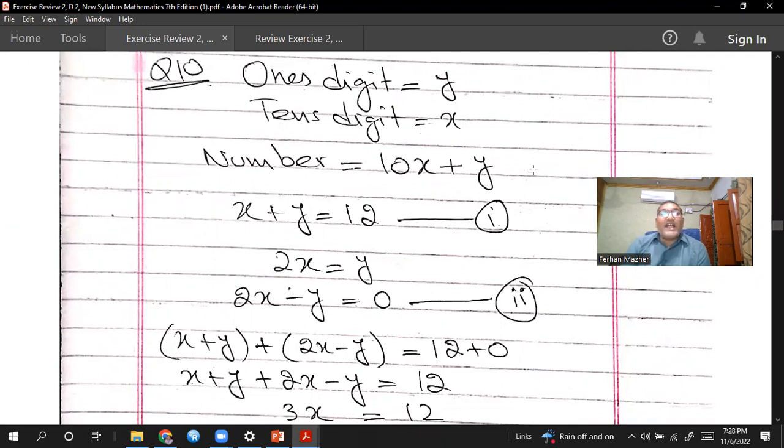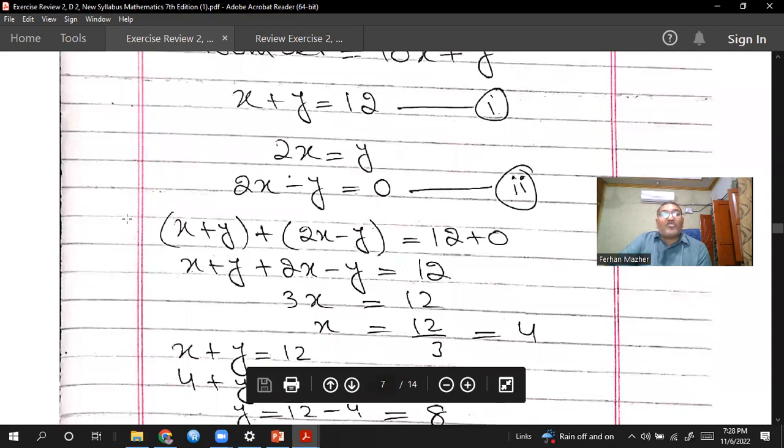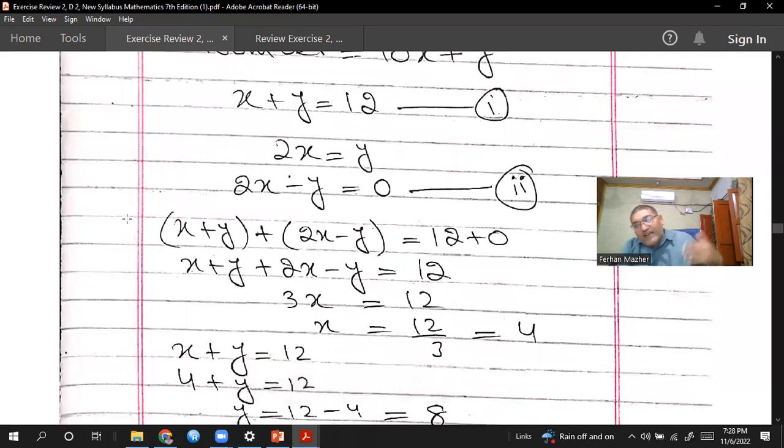If you simply add the first equation and the second equation, the y will be eliminated because their coefficients are the same and they have opposite signs. So the left side will be added to the left side, the right side will be added to the right side. So x plus y plus 2x minus y equals 12 plus 0. So plus y minus y, they will be cancelled. x plus 2x, that is 3x equals 12. x is equal to 12 by 3, and that will be 4.